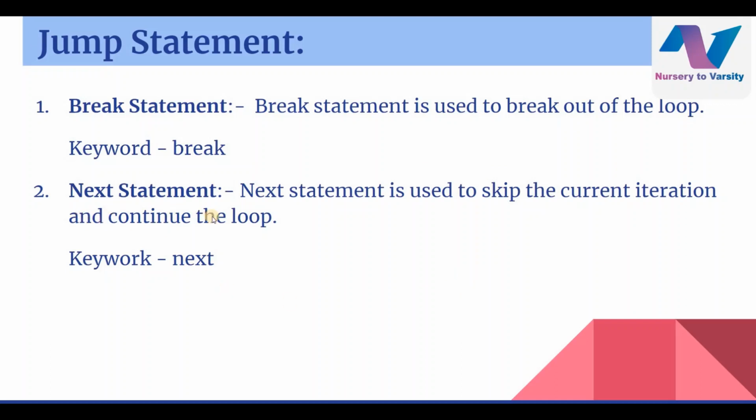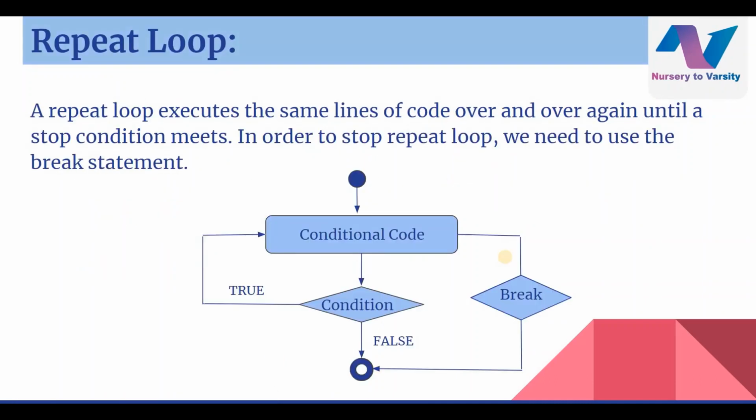And another we have is the next statement. It is used to skip the current iteration and continue the loop. So what it will do is jump to the beginning of the loop and again enter into the loop, right? Now coming to the repeat loop.